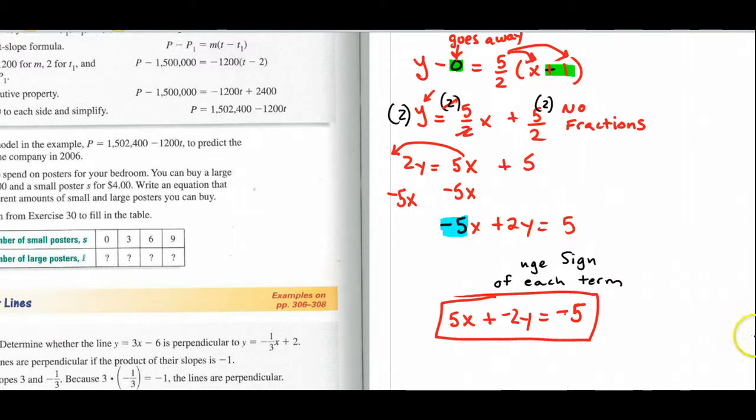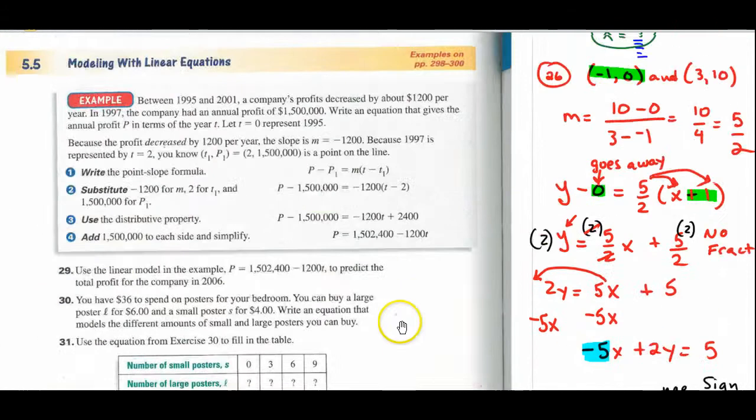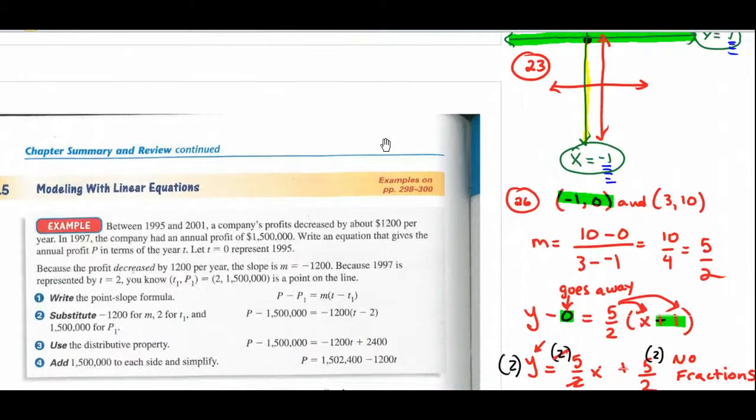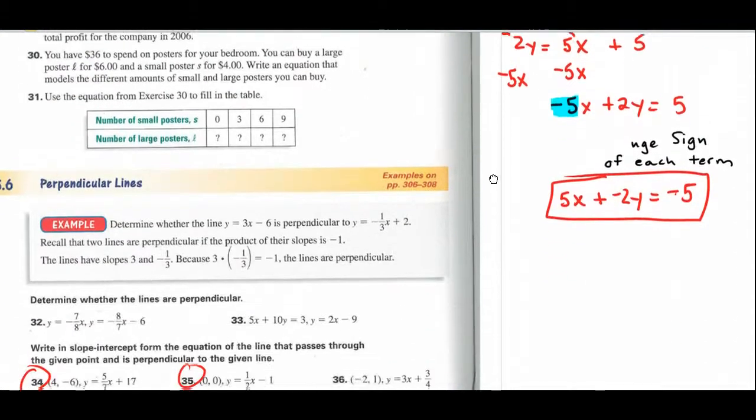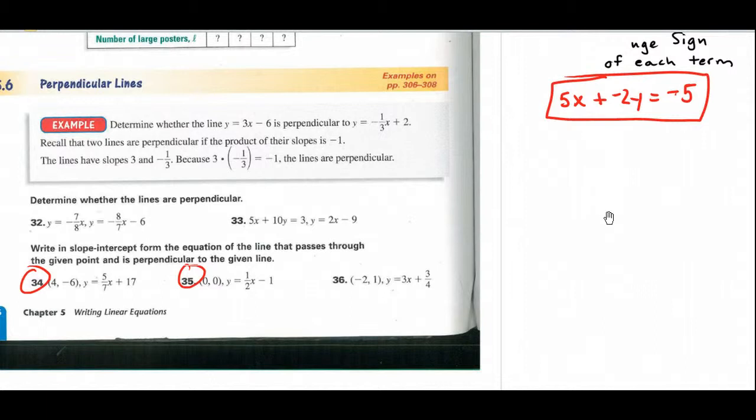The next problem that we had was 26, and I did 26. Excuse me, and the next problem I have is 34. And I want to write in slope-intercept form the equation of the line that is perpendicular. What you have to know about perpendicular is that the slopes are opposite reciprocals.